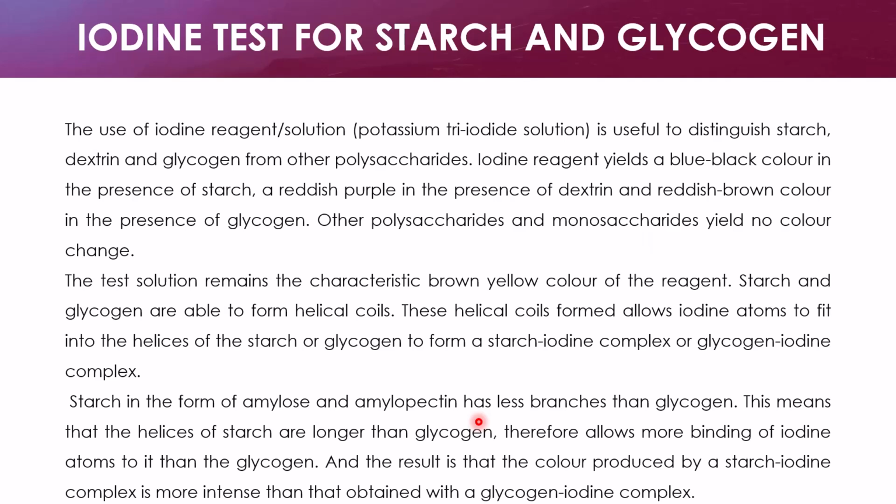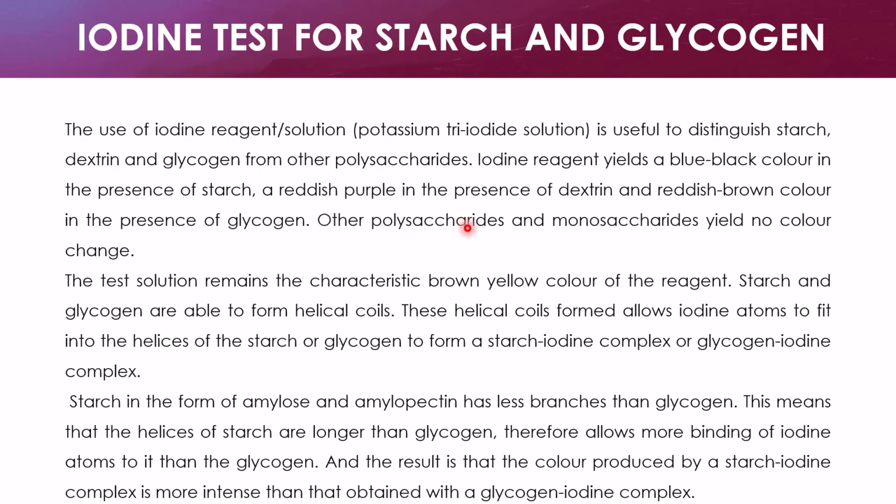So let's look at a detailed note on the iodine test for starch and glycogen. First of all, what we have to note is that the use of iodine reagent or solution is useful to distinguish starch, dextrin, and glycogen from other polysaccharides. Iodine reagent yields a blue-black color in the presence of starch, a reddish purple in the presence of dextrin, and a reddish brown color in the presence of glycogen.